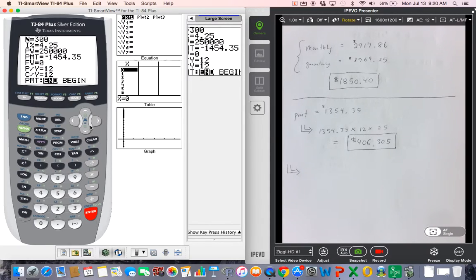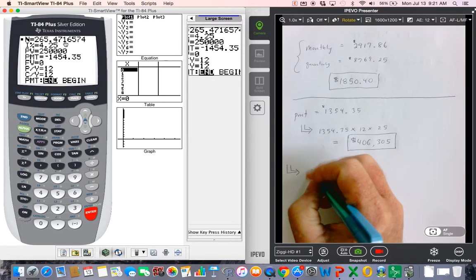But now we want to go up here and see how much quicker we pay off our loan by adding the extra $100. So if I go green solve, I can see that I get this paid off instead of 300 months. I get it paid off in 265.472 months. So I'm going to write that down.